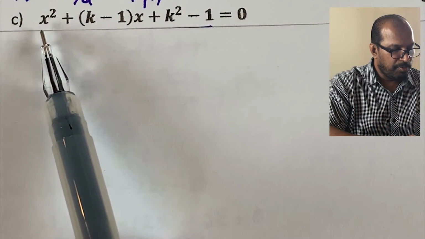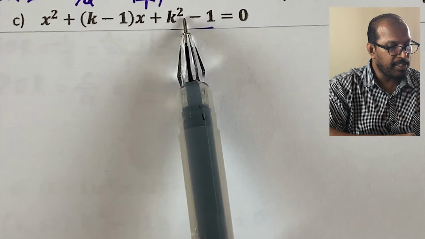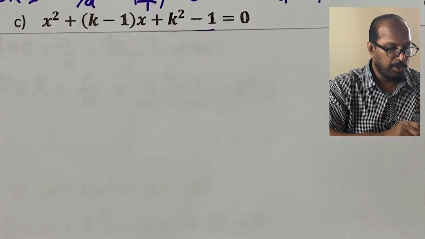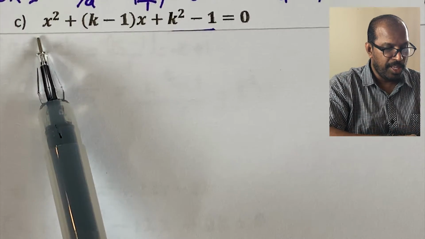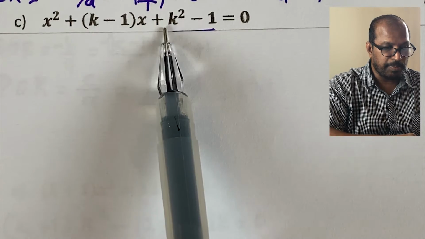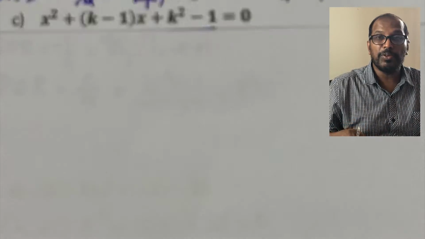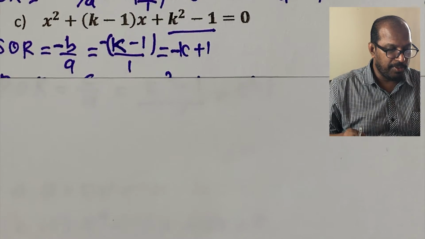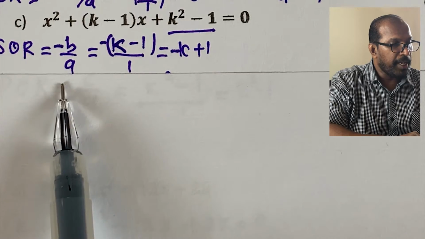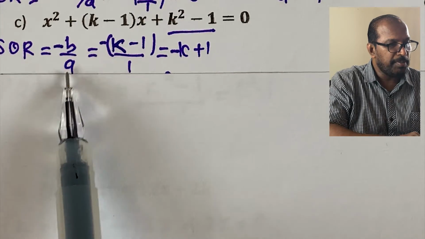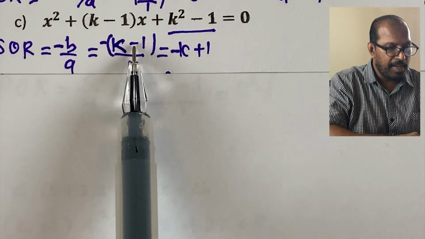The question is x squared plus (k minus 1)x plus k squared minus 1 equals 0. This equation is already in the form ax squared plus bx plus c. Now we need to find the sum of the roots. The sum of the roots is negative b over a, which is equivalent to negative (k minus 1).